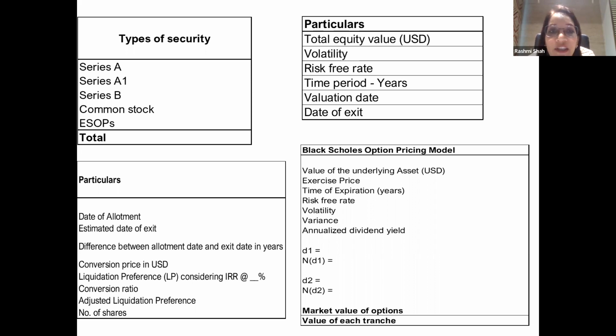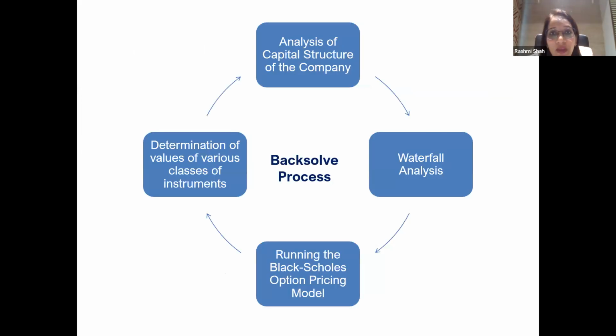The method helps to calculate the value of the securities depending on their rights and preferences, like liquidation preference, participation, exit rights, and other economic rights. So this is what backsolve is essentially used for. Ultimately, you can apply some lack of marketability and discount for lack of control, depending on which stake you are valuing. So this is the backsolve process, analysis of the capital structure of the company. Then you do the waterfall analysis. You have to run the Black-Scholes option pricing model to get the value of various classes of instruments.